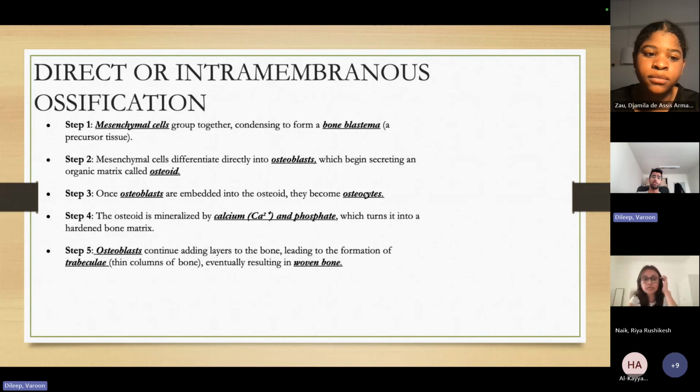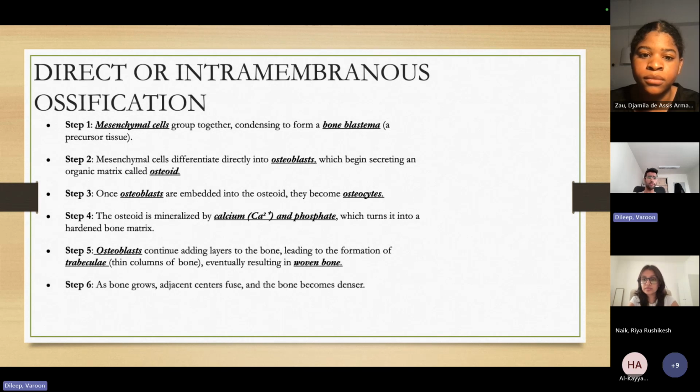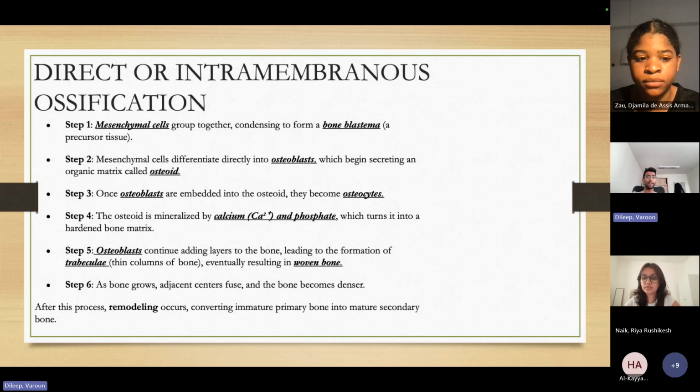Now, these osteoblasts continue adding more layers to the bone, and this leads to the formation of trabeculae, which are nothing but thin columns of the bone, which result in the formation of a woven bone. After that, the bone grows and these trabeculae or the adjacent centers fuse and the bone becomes denser. And this is how the primary bone is formed. And now the remodeling takes place and the primary bone is converted into the secondary bone.